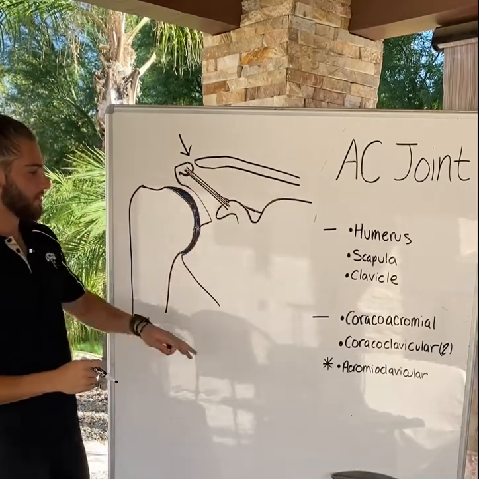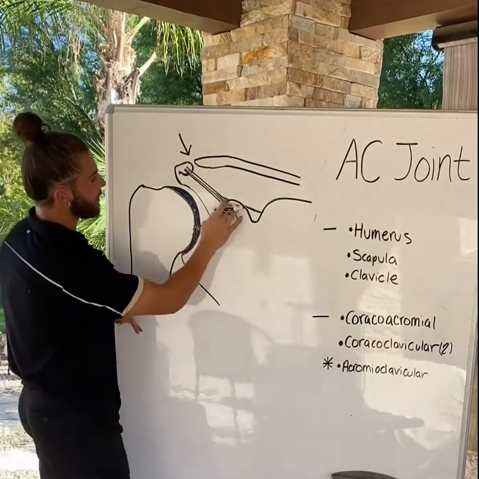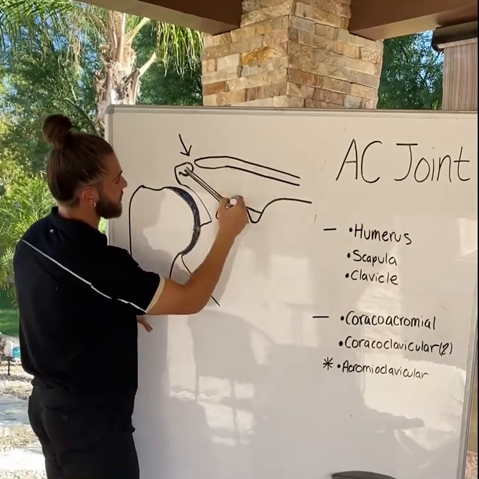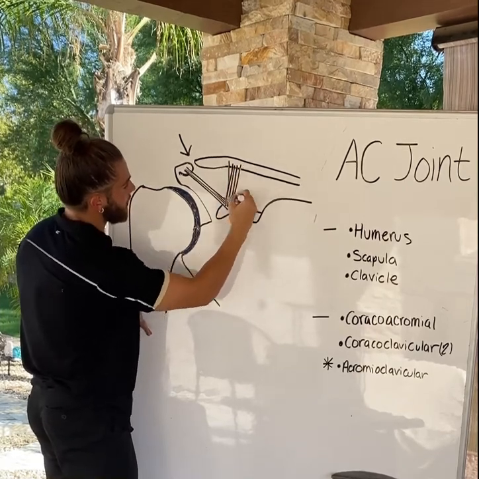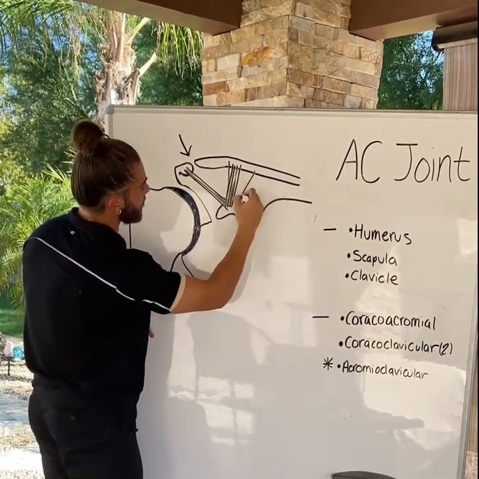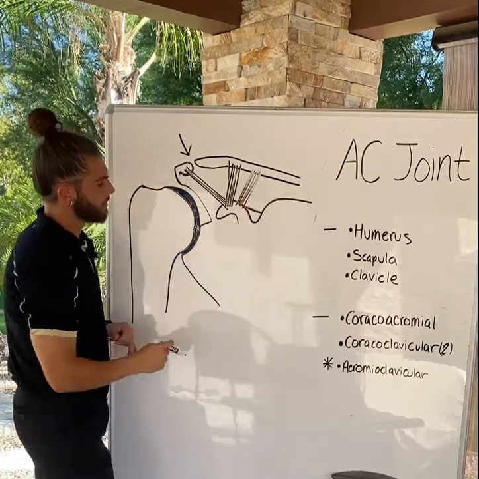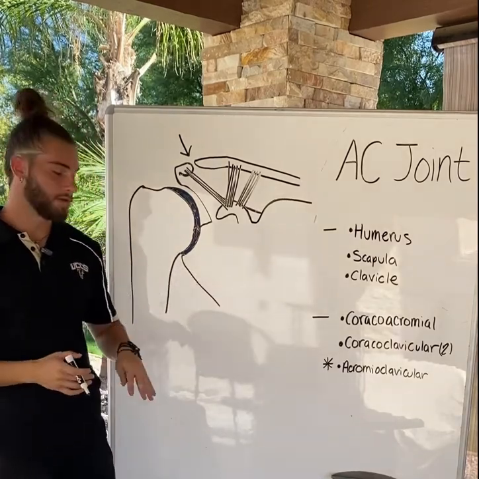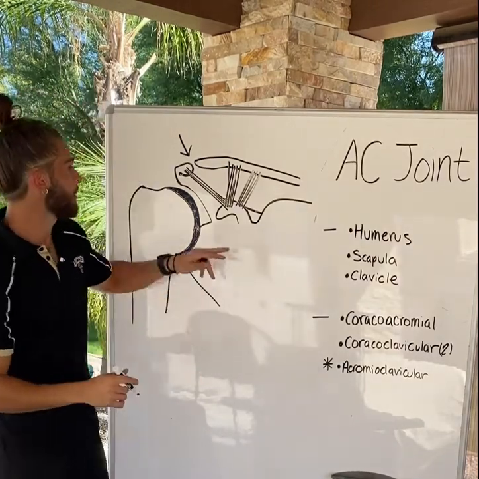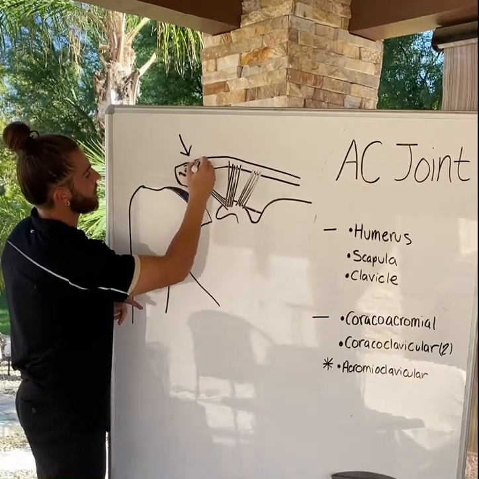The next ligament is the coracoclavicular, and there's two of them. That one runs from here to about this head of the clavicle. So this is the coracoid here. We have one that runs this way, trapezoid, and then one that runs this way. Two of those. And then lastly is the major ligament that we're speaking about today, the acromioclavicular, which runs from the clavicle to the acromion process.